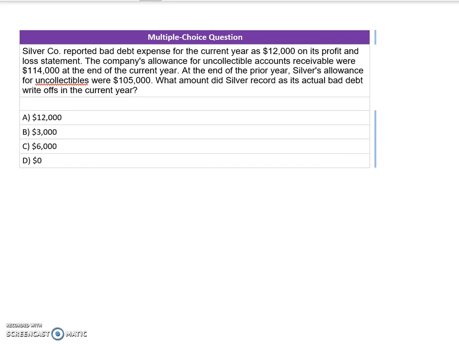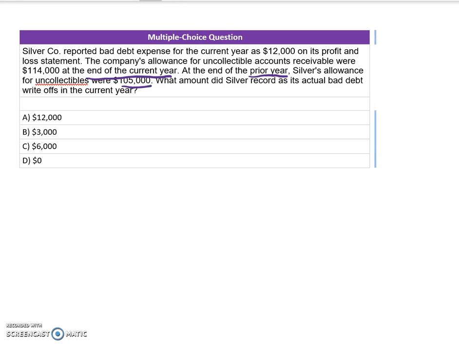Silverco's reported bad debt expense for the current year was $12,000 on its P&L. The company's allowance for uncollectible accounts receivables was $114,000 at the end of the current year. So it's important that you note that's the end of the current year. At the end of the prior year, so this is going to be the beginning balance of this year, the allowance for uncollectibles was $105,000.